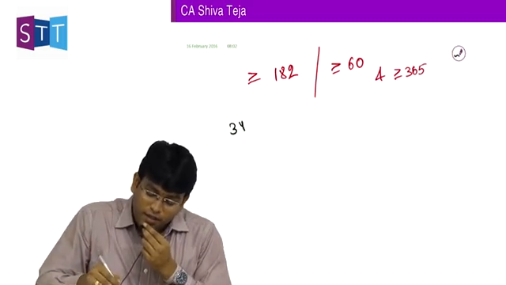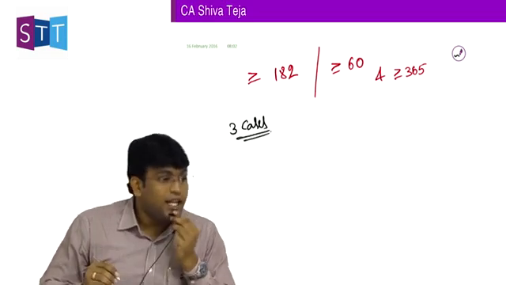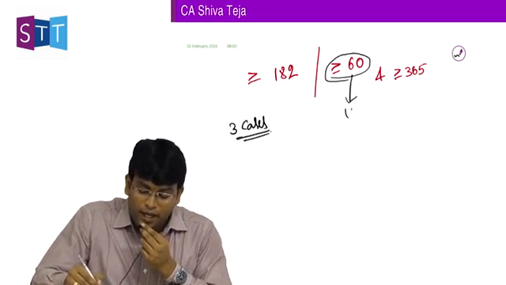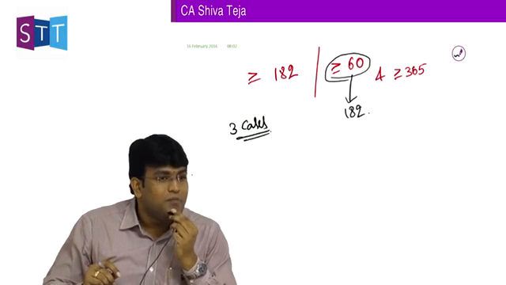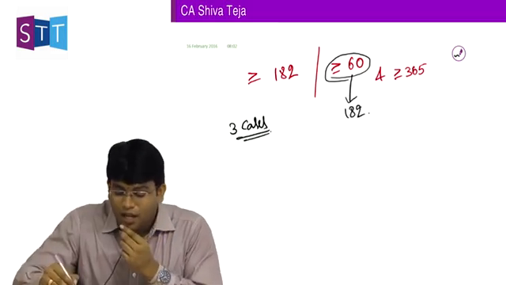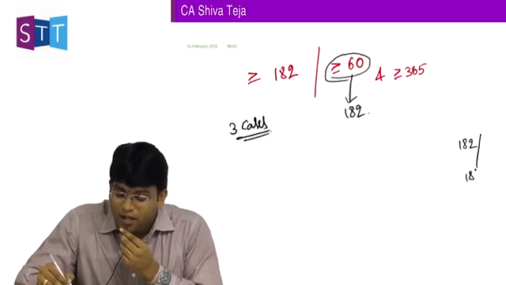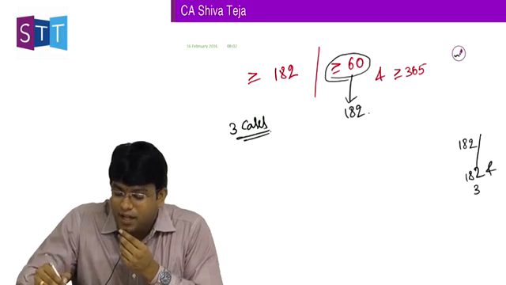Government has told that in 3 cases, this 60 is going to be substituted by 182. That 60 substituted by 182. What does the condition become? The first condition is 182. Our second one becomes 182 and 365.